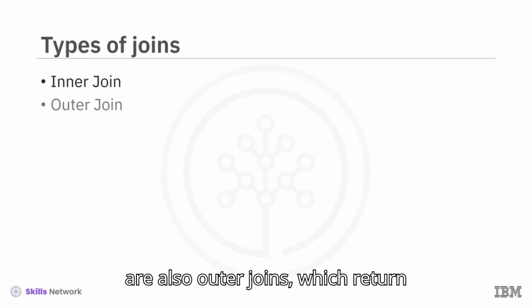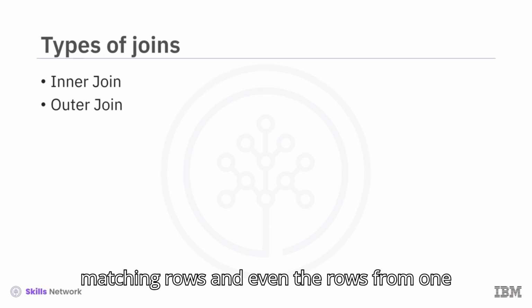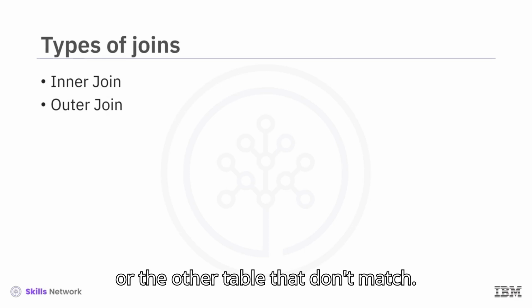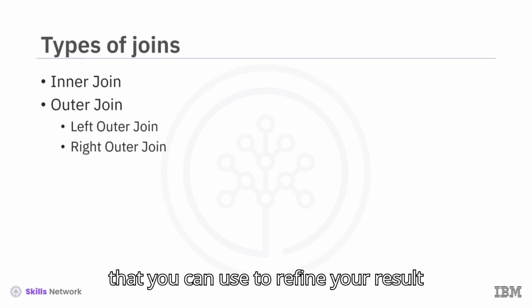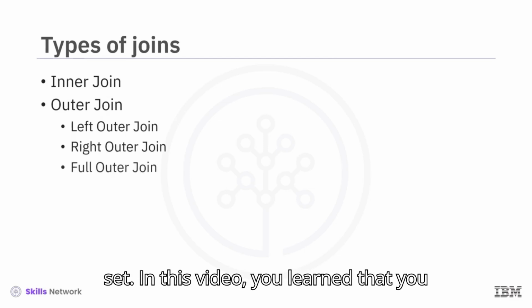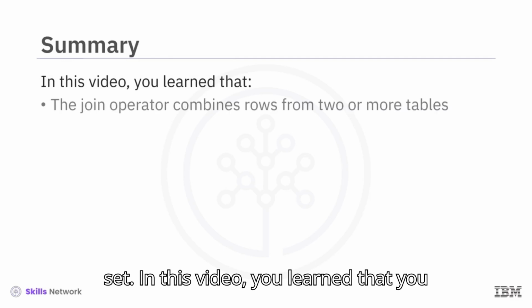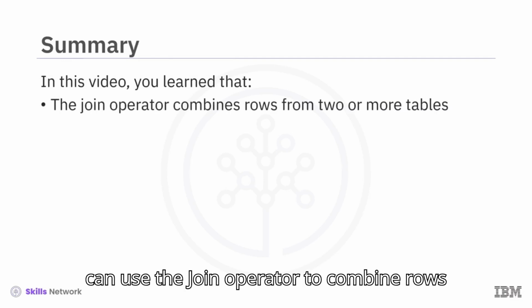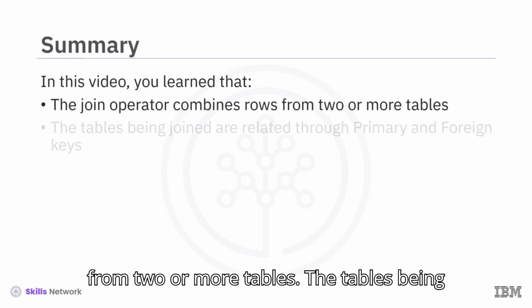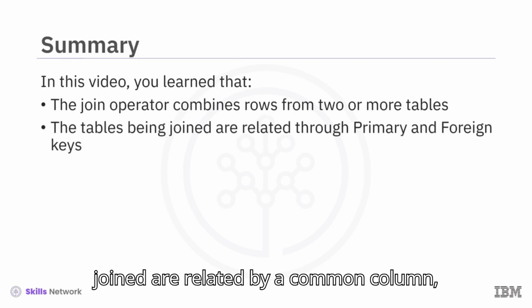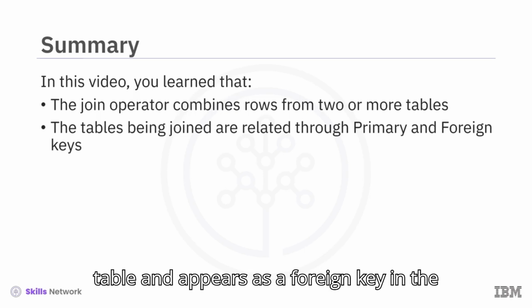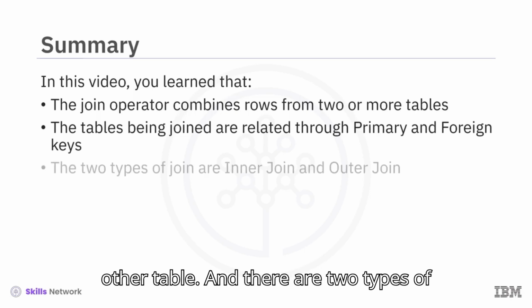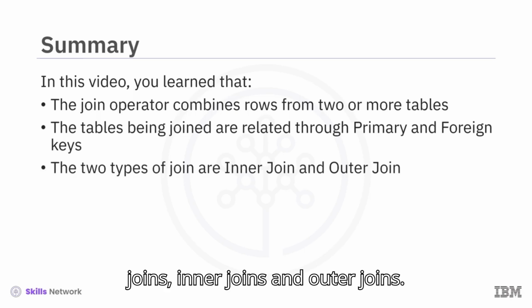There are also outer joins, which return matching rows and even the rows from one or the other table that don't match. There are many varieties of outer joins that you can use to refine your result set. In this video, you learned that you can use the join operator to combine rows from 2 or more tables. The tables being joined are related by a common column, which is usually the primary key of one table and appears as a foreign key in the other table. And there are 2 types of joins: inner joins and outer joins.